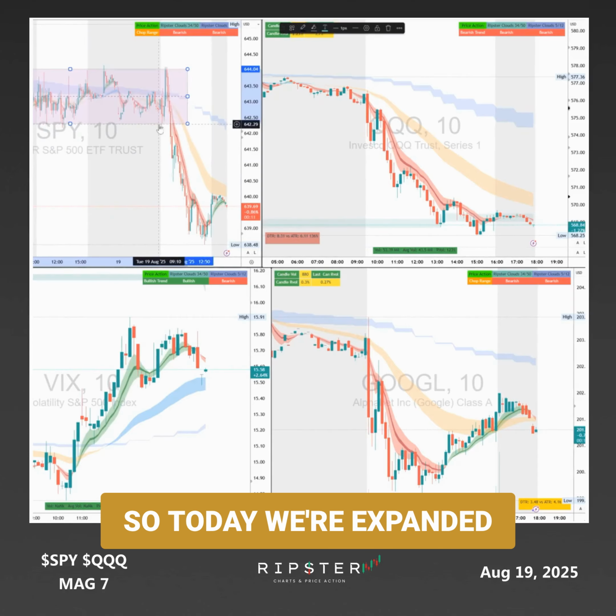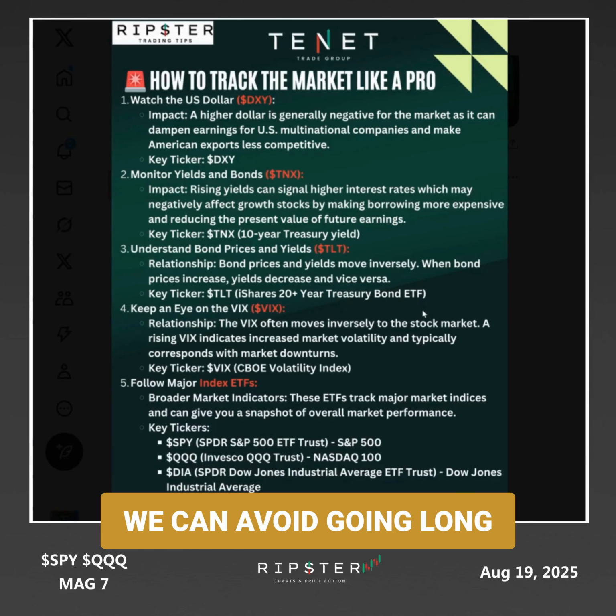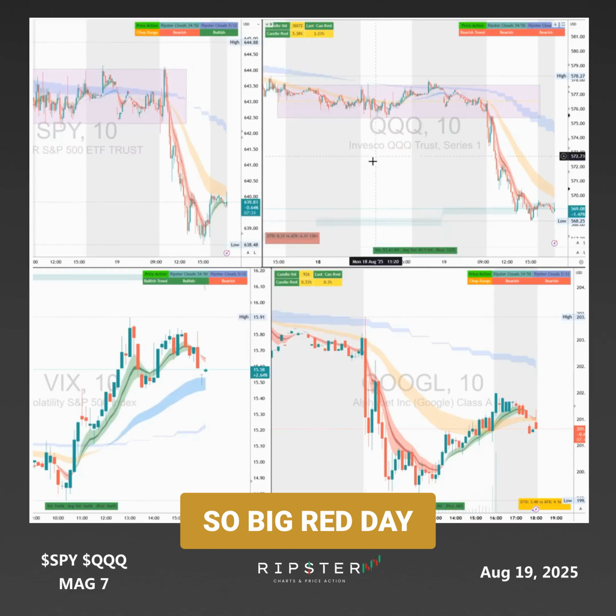You have to watch US dollar, the yields, bonds, VIX. You have to track the market using them. Today the US dollar really ramped up. VIX really ramped up. So when we know these key concepts, we can handle the market much better. We can avoid going long when there is no long. We can short the market and we can make money shorting the market. So big red day on the market.